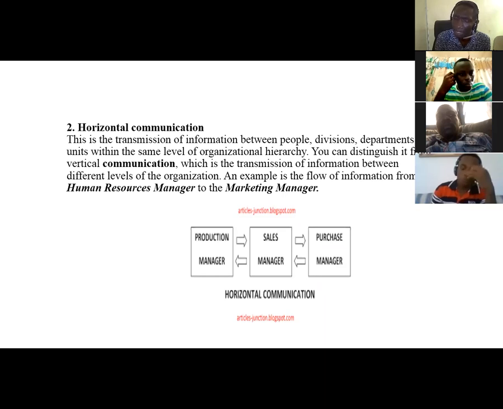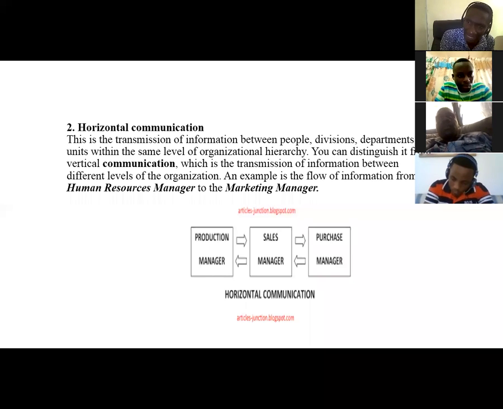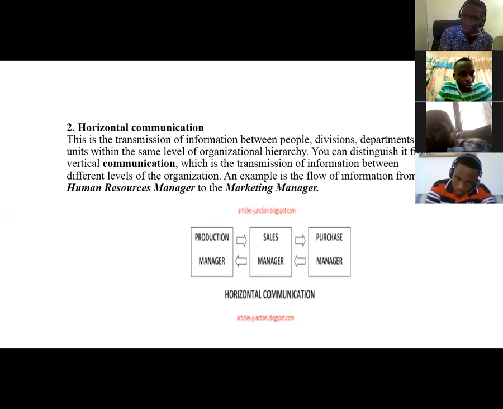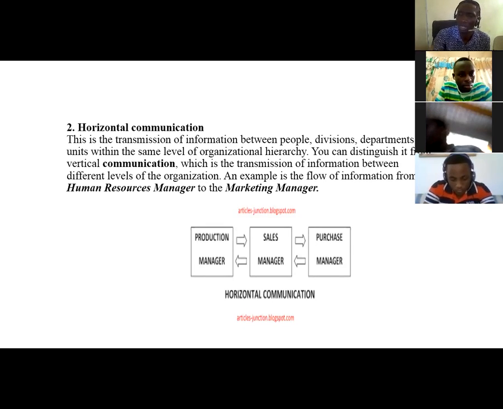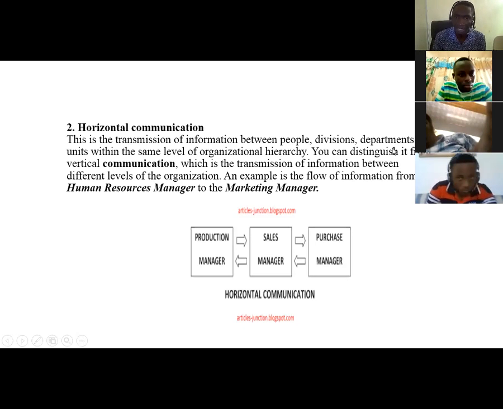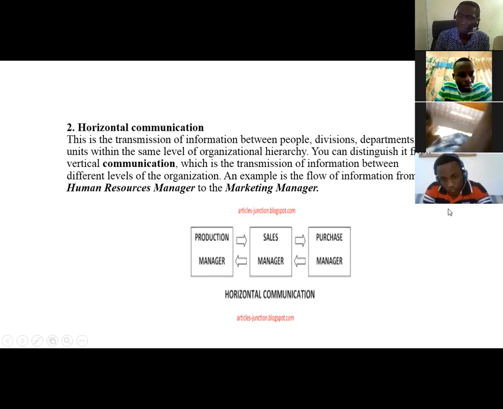And so when there's information flowing between the two of them, because they have the same authority, the same rank, the same power, the kind of channel that they will use to communicate is referred to as what? Horizontal communication, because we have information flowing between people of the same authority.